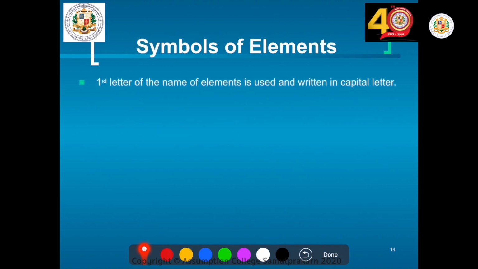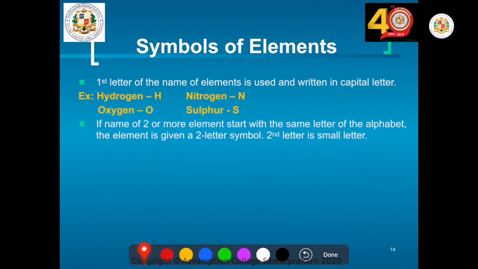Now, these are some examples of how we got these symbols, okay? There are some rules given in giving symbols to these elements. One is that the first letter of the name of the element is used and written in capital letter. For example, we have hydrogen, symbol H, nitrogen, symbol N. We have oxygen for O, and sulfur is S. So the very first letter in the name is usually its symbol.